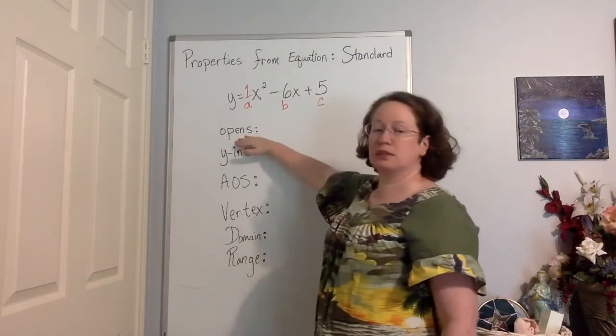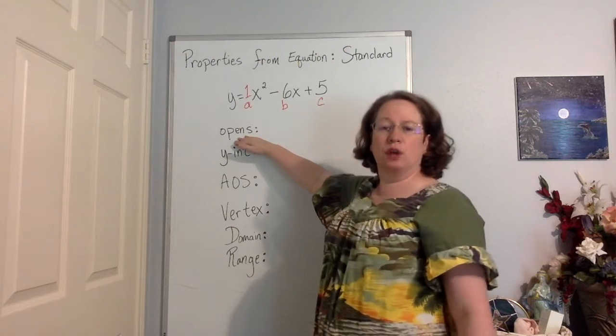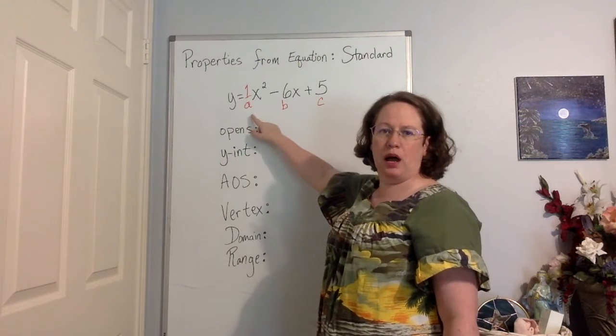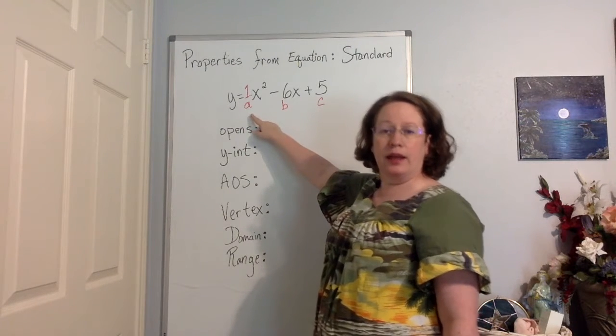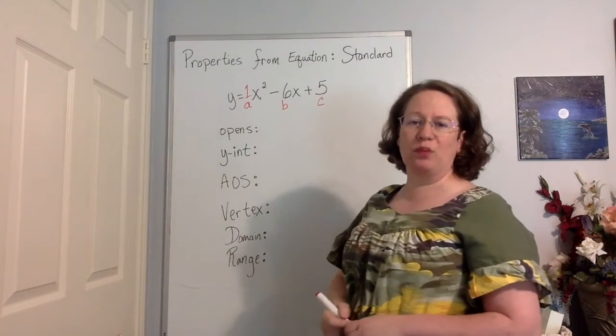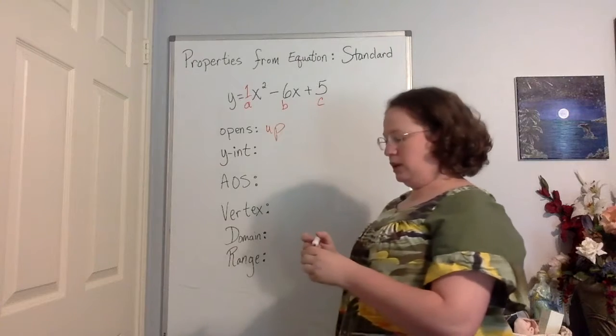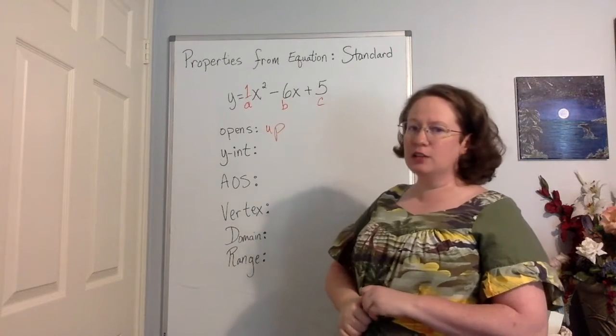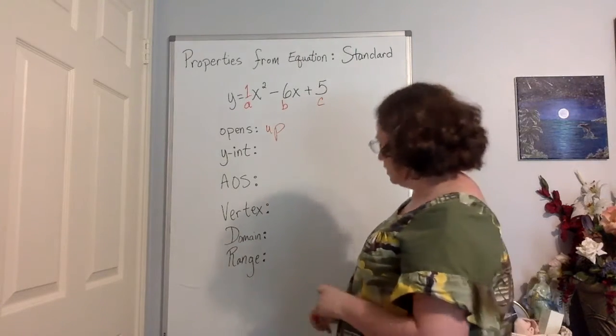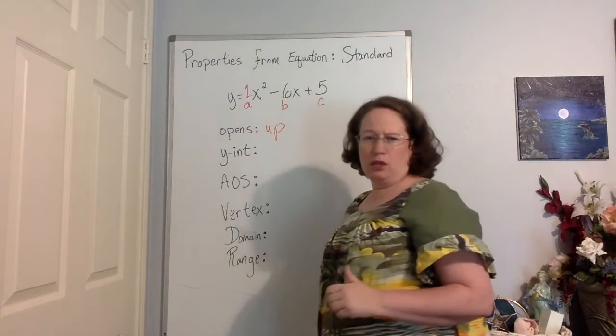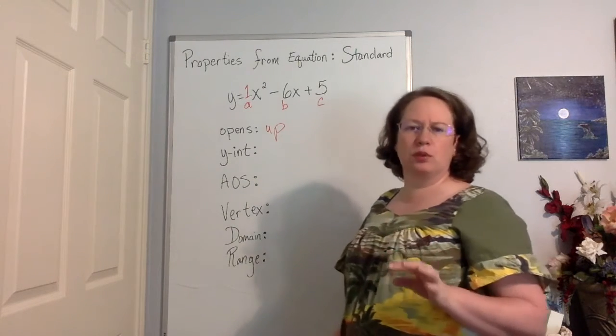Okay, so which way does it open? I determine which way it opens always by a. A is positive 1, so we're going to open, you got it, up. Super easy. Now notice in this one, we're not finding transformations or roots. We're going to find the y-intercept. You may be scratching your head, but it's super easy.